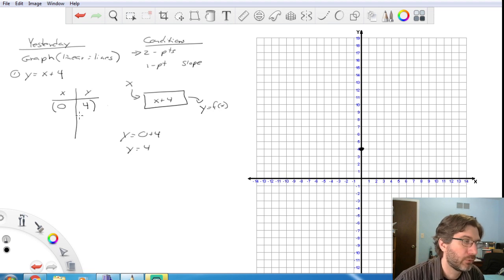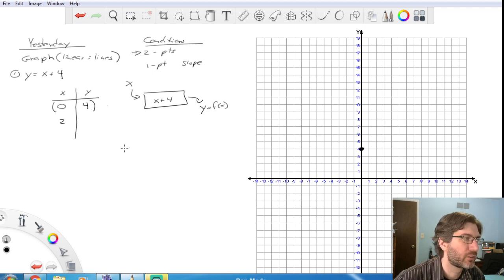Maybe we picked 2. Maybe you picked -2. Maybe you picked 3. Maybe you picked 1. 1 is probably another easy one to do. I highly suggest you use 0s and 1s for these, but I'm going to use 2 just to give myself a little more room here because I know what it's going to look like.